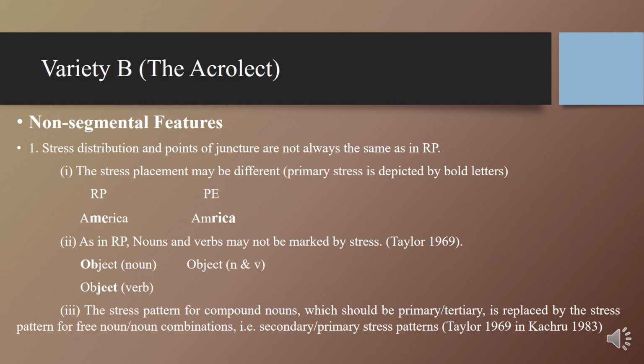Variety B, the acrolect, non-segmental features. First one is that the stress distribution and points of juncture, meaning joining points, are not always the same as in received pronunciation. Pakistani English has a different stress distribution and point of joining. Stress placement may be different. Primary stress is depicted by bold letters.